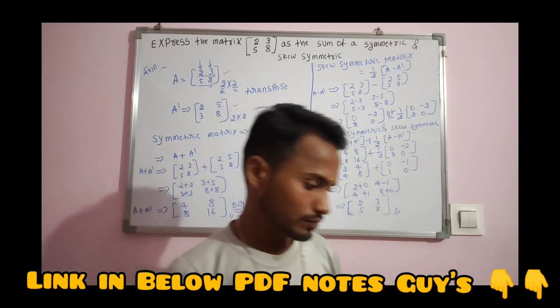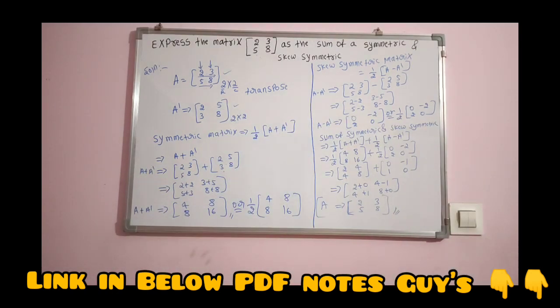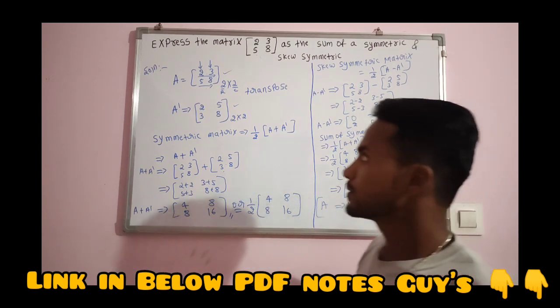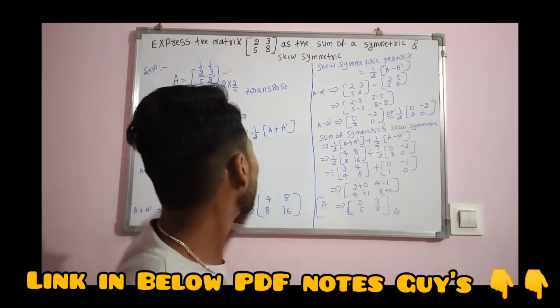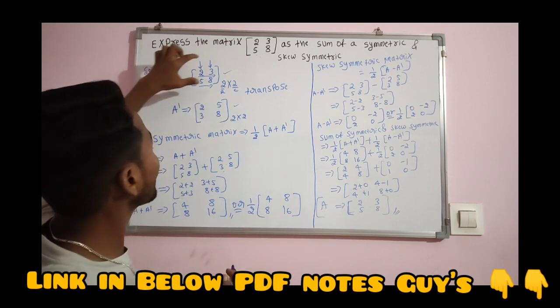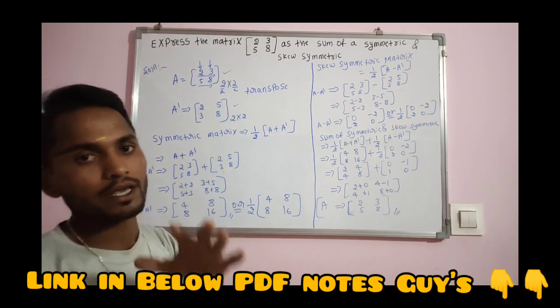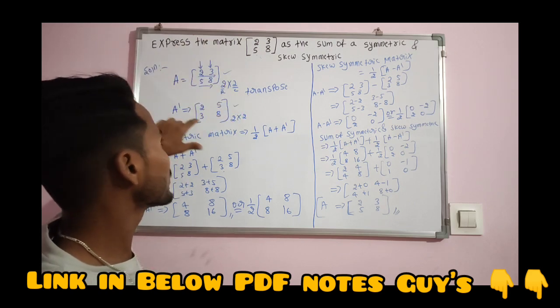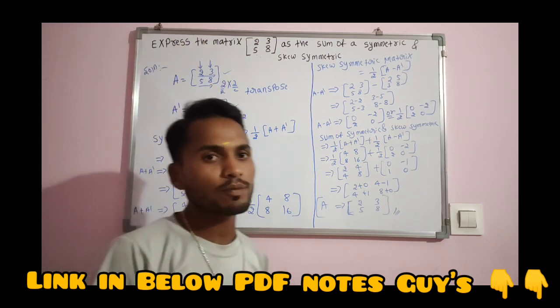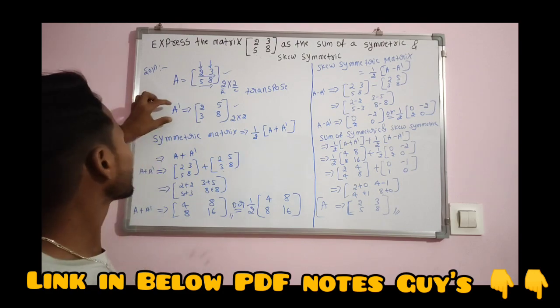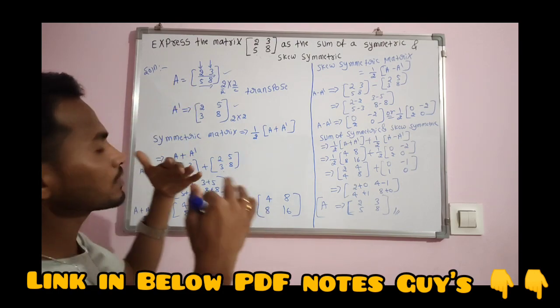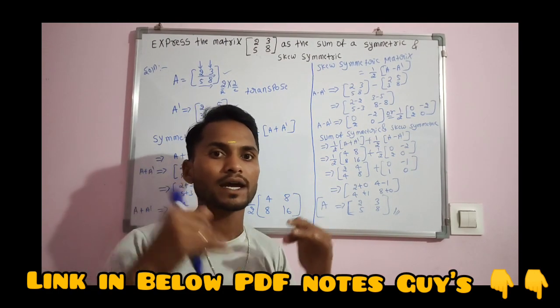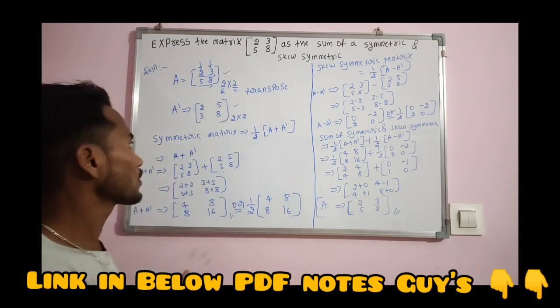You have to do this here only. First you have to understand the given matrix. Once again, I repeat: this is the given matrix, a 2 cross 2 matrix. I will take the transpose of the matrix. The transpose A dash is row into column; I have to exchange the rows and columns of the matrix.